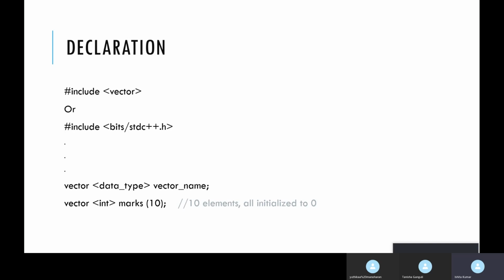Now, the syntax would be vector, then you give the data type, and then you give the vector name. So here we have a vector called marks, and it consists of elements that are of the type integer, and there are 10 elements which are all initialized to 0.